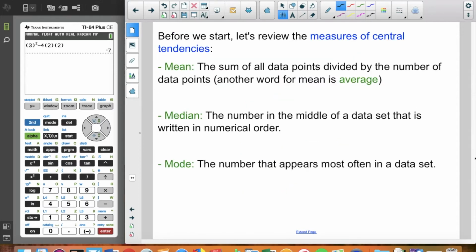Before we get into standard deviation, let's review the measures of central tendencies. Now, the measures of central tendencies, that's your mean, median, and mode, okay? So the mean is the sum of all data points divided by the number of data points. Another word for that is average. The median is the number in the middle of a data set that's written in numerical order, so from least to greatest. And the mode is the number that appears most often. Okay, so that's just kind of a review of what those three words are.